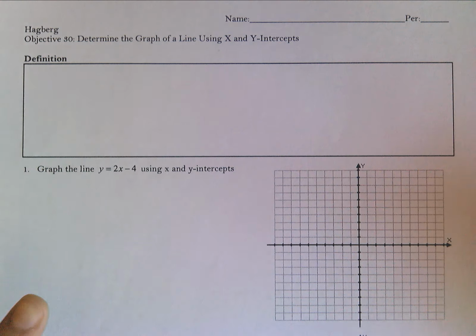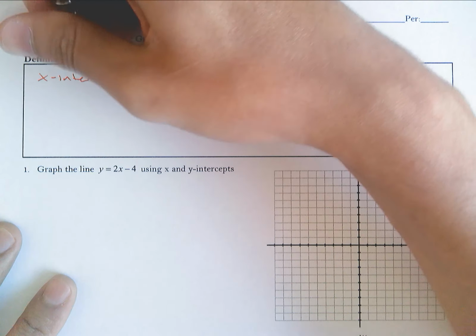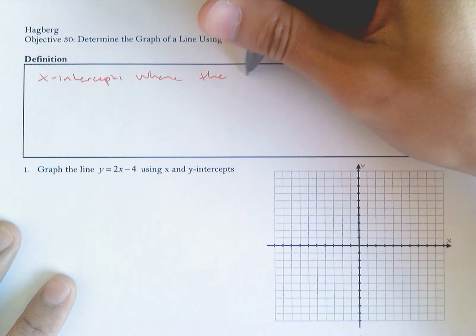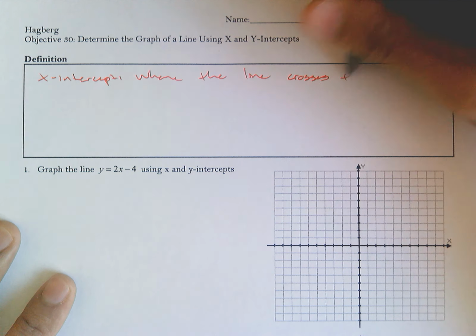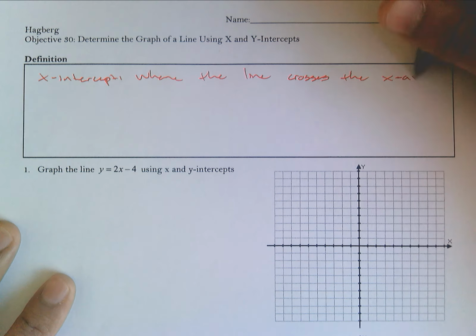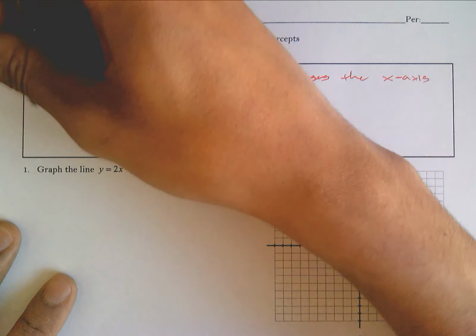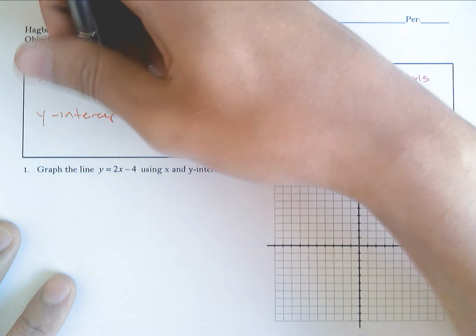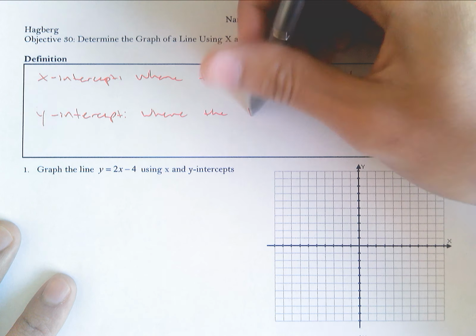So as a quick recap, our x-intercept is where the line crosses the x-axis. Likewise, our y-intercept is where the line crosses the y-axis.